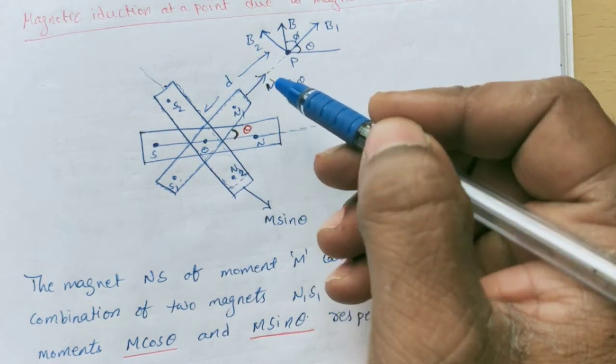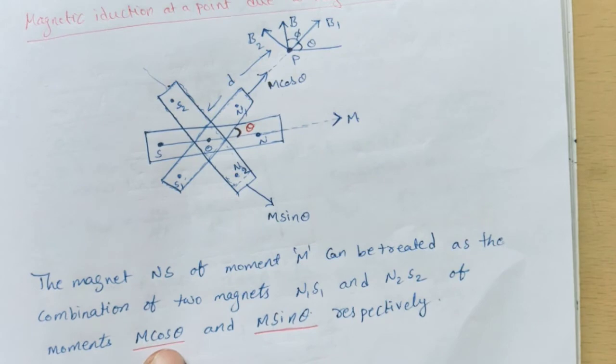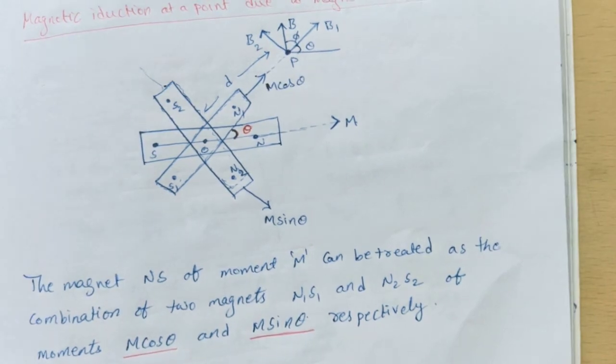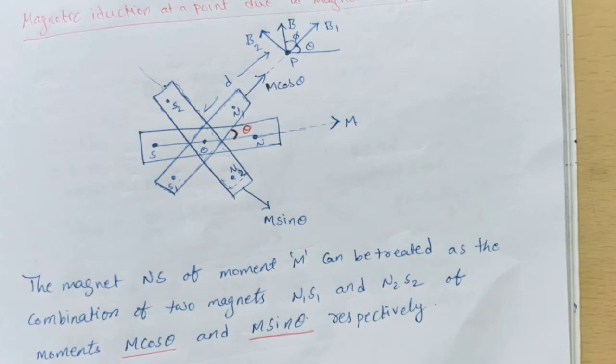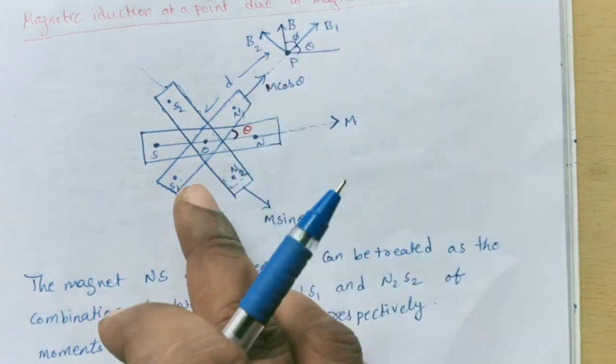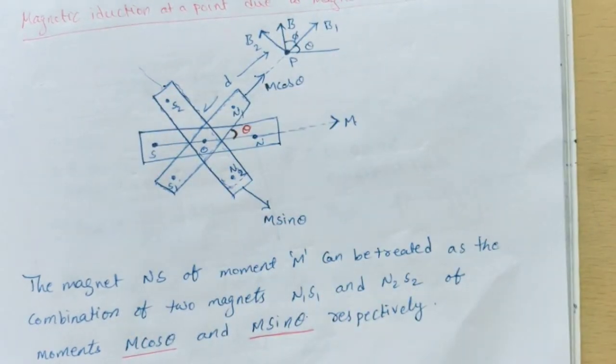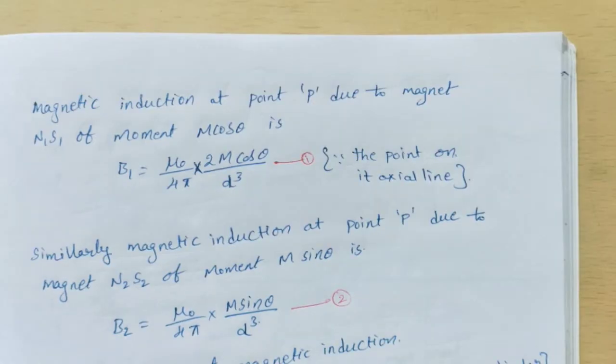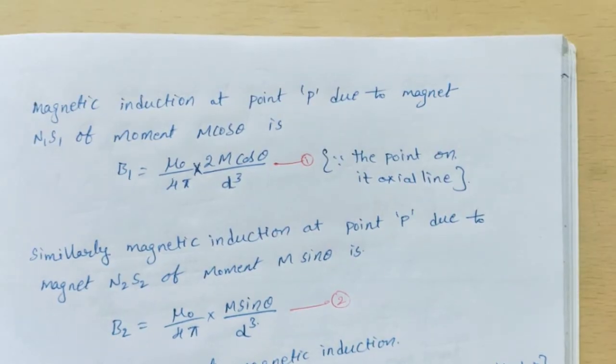Now what happens: along this one, the axial line is present. In this condition we get M cos theta. From the second magnet we get M sin theta, by resolution of vectors. Actually along this direction we get M cos theta, and along this side we get M sin theta, students. Here M cos theta and M sin theta are perpendicular to each other only. So how do we get the result? Once we can think about it, students.